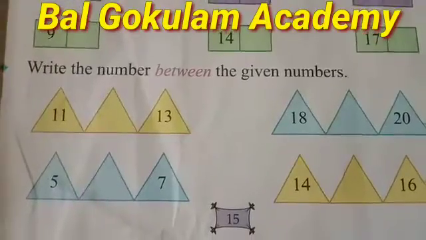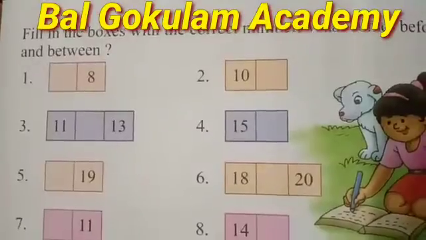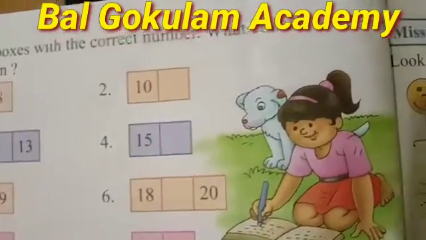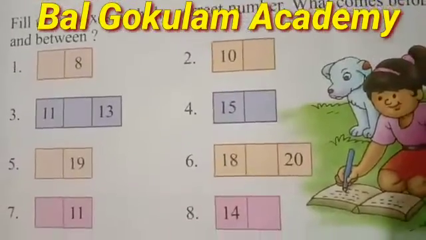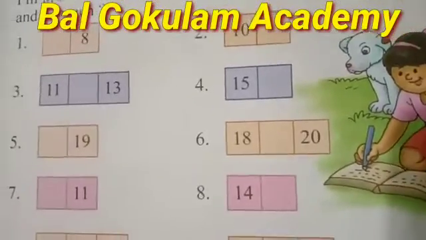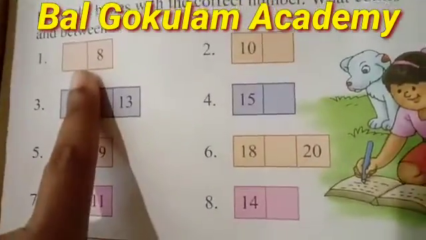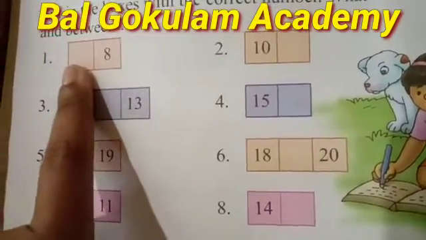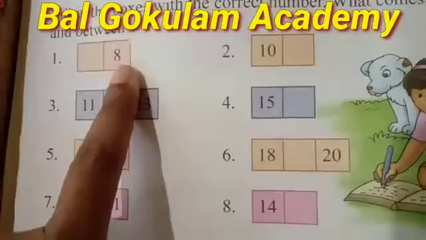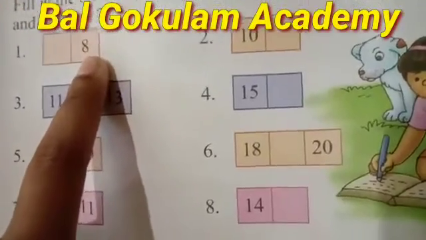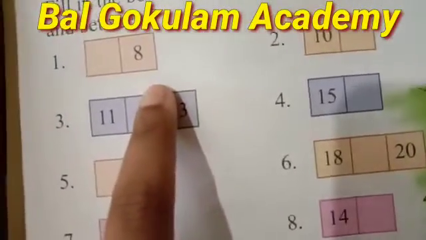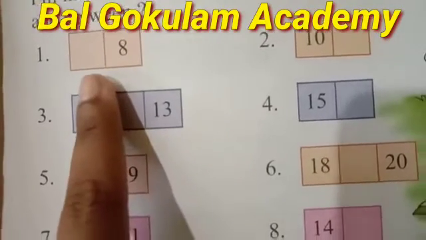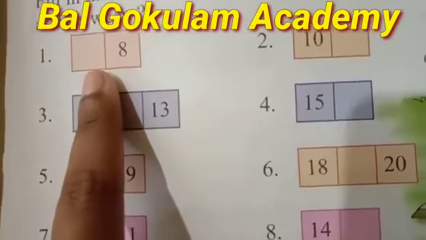On page number 16, fill in the boxes with the correct number. What comes before, after and between? Here the number 8 is given. You should write here the number which is before 8. So students, which number is before 8? Yes, the number 7 is before 8. So you write here the number 7.